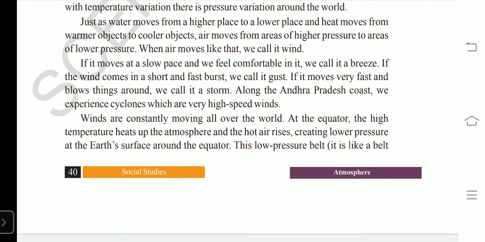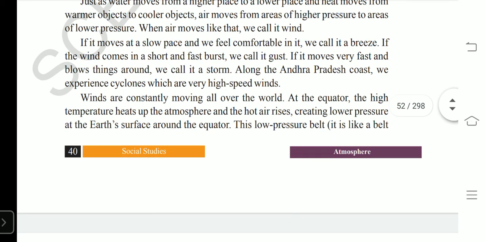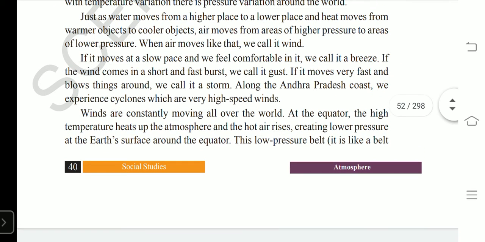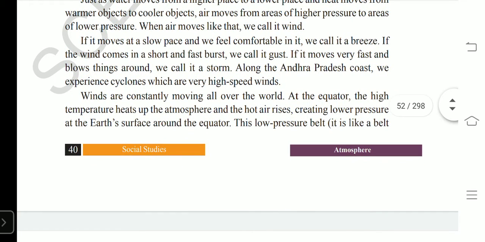Similarly, it also becomes cool in the same manner. That means land cools faster than the water, right? So due to the difference in the absorption of heat and cooling between land and water bodies, the temperature is not uniform in all the places.